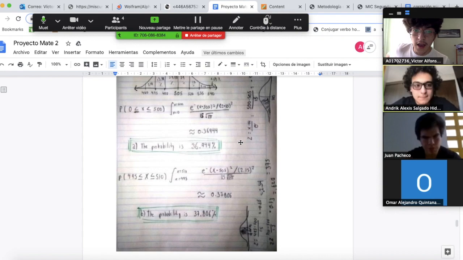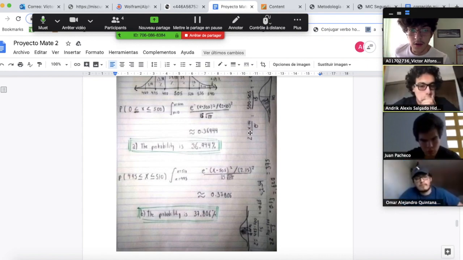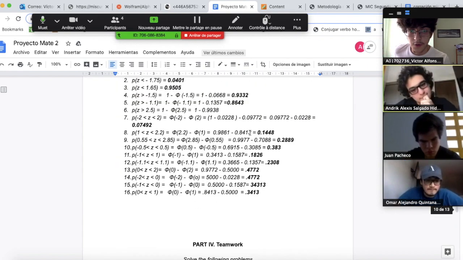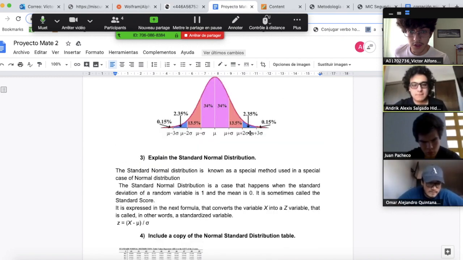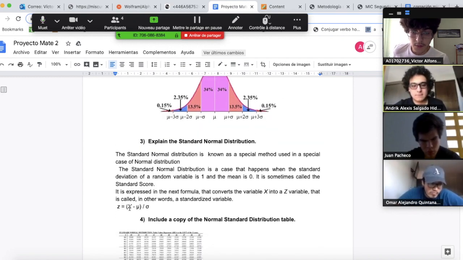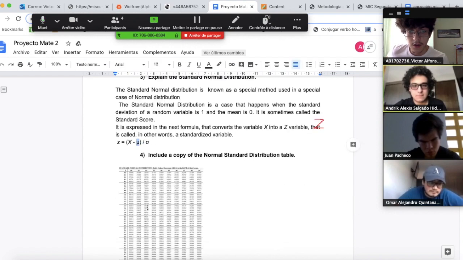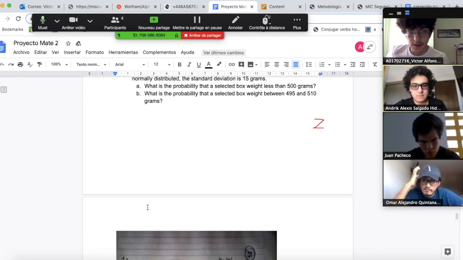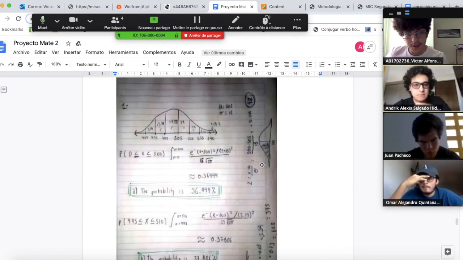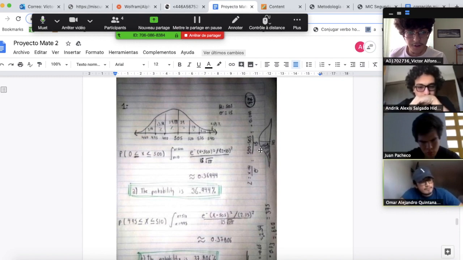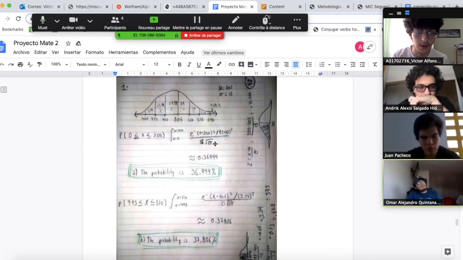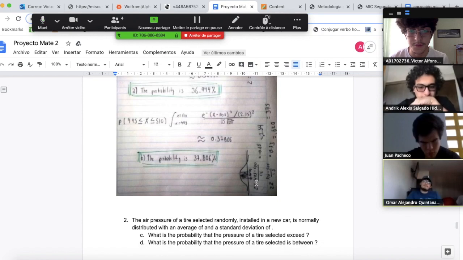But then we realized that it could be done with the formula that is used for the standard normal distribution, where you subtract the mean from x and divide it by the standard deviation. In this case, you can see here, x minus mu over sigma: 500 minus 505 over 15, and you got the exact value that was calculated in the calculator. So both techniques were correct.